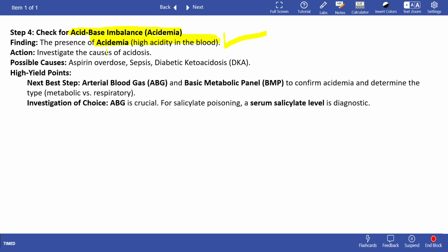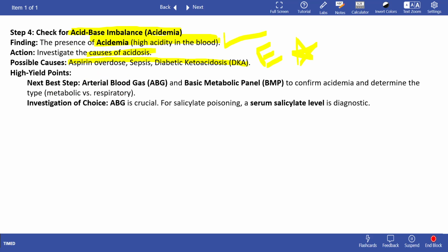What we do is, if we find acidemia, we investigate the causes of acidosis. And once we investigate the causes, the possible differentials would be aspirin overdose, sepsis, or DKA. So all of these are emergency conditions. So you need to treat them as soon as possible. Right? You need to treat them as soon as possible to stabilize the patient.